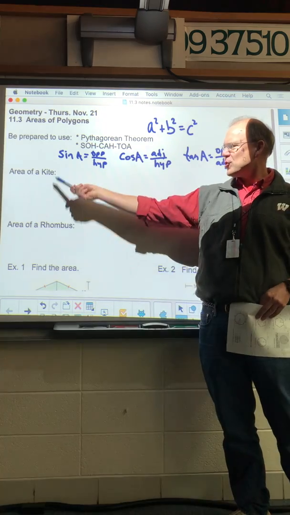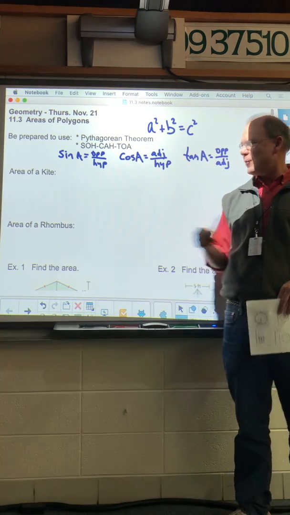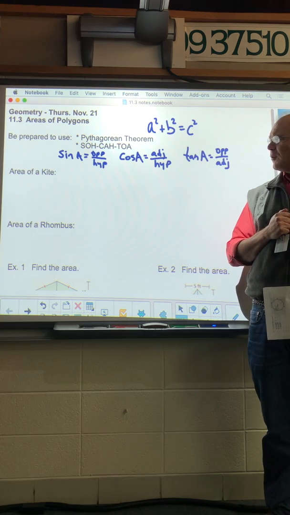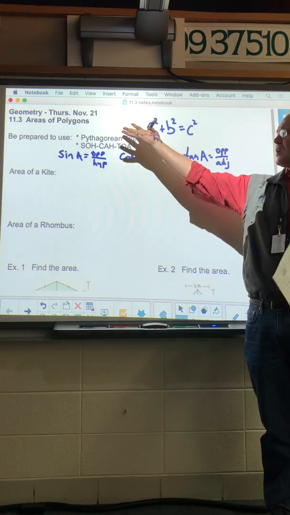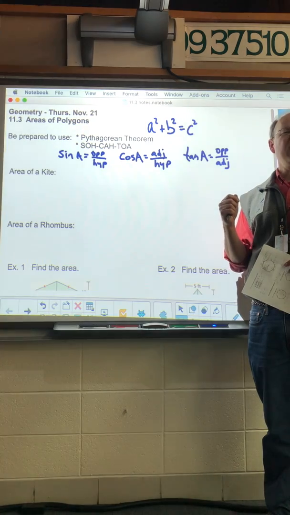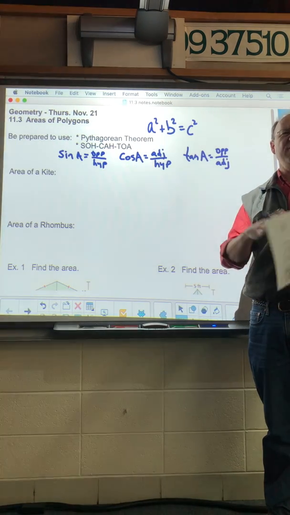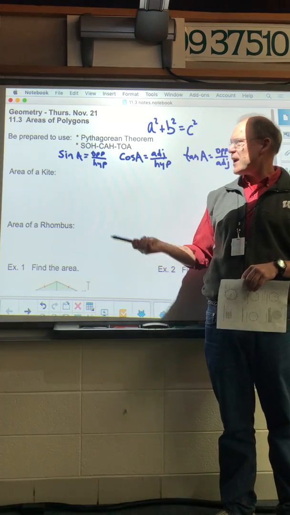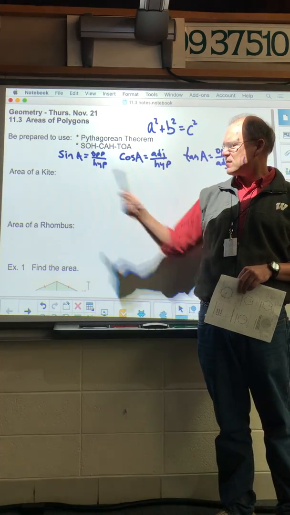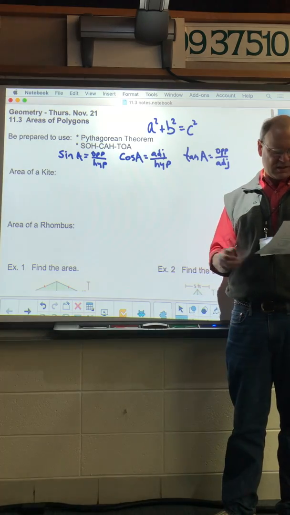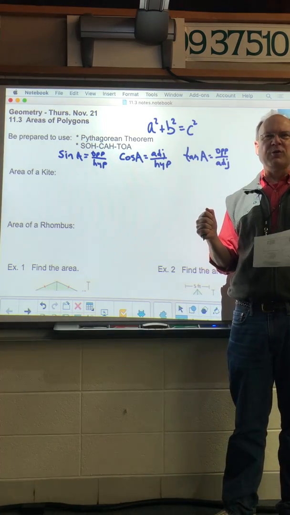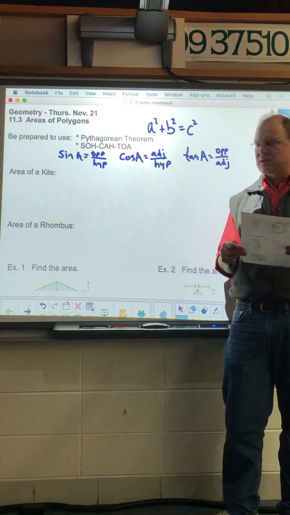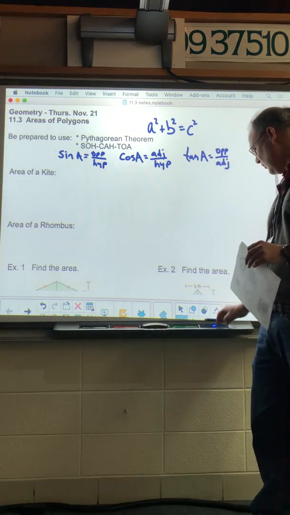So back in our first unit on quadrilaterals, we learned about kites and rhombuses. I guess I should say this entire unit is about finding the area and finding the volume of objects. Okay, so today is the area of a kite, area of a rhombus, and then we're going to get to the area of regular polygons. Okay, so the kite and the rhombus part is not too difficult.